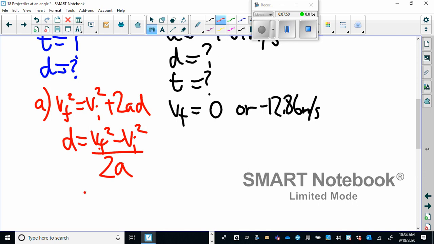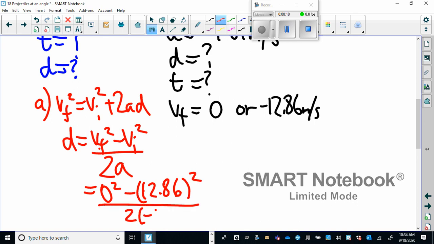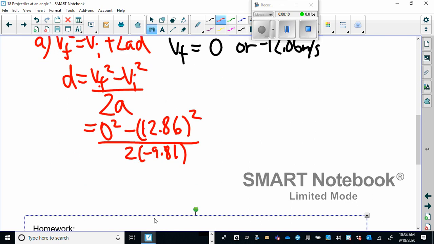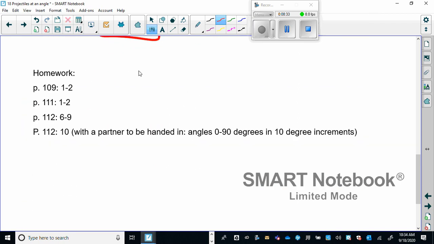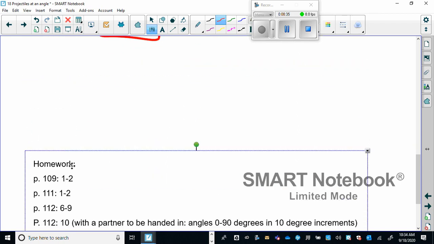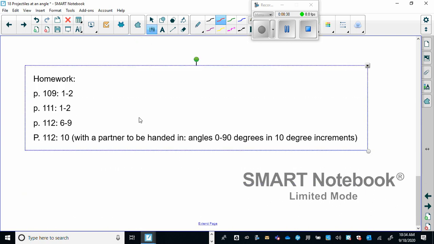It's going to be 0 squared minus 12.86 squared divided by 2 times negative 9.81. You stick all that into your calculator, and you will get an answer of positive 8.4 meters. Which seems like a reasonable answer for kicking a soccer ball. Okay, after I move this once more, let's go to B.